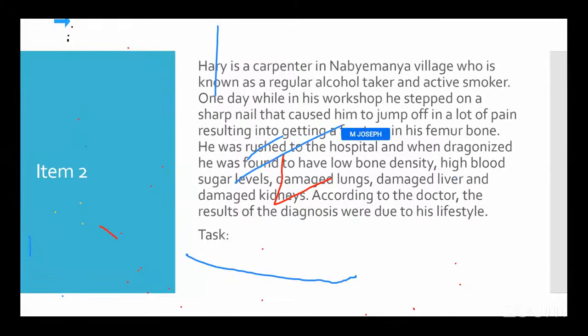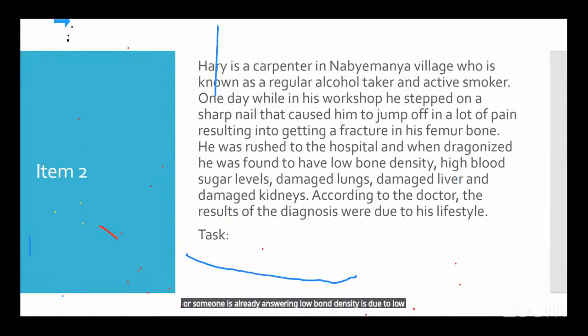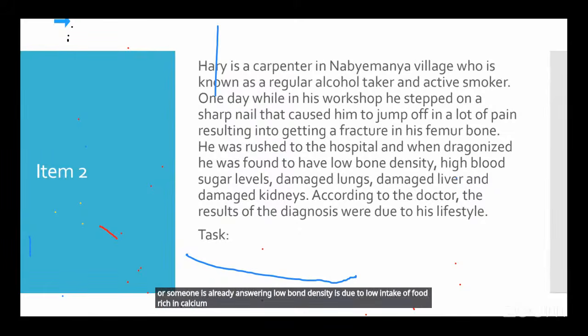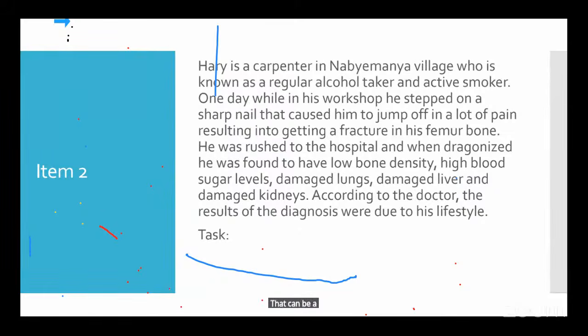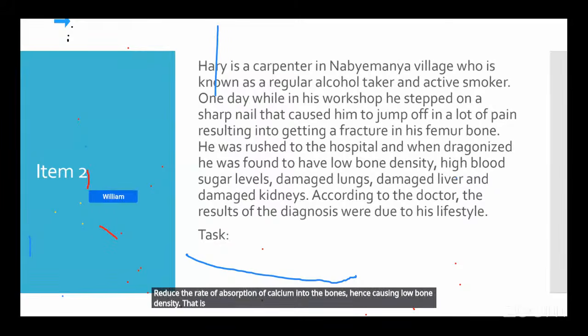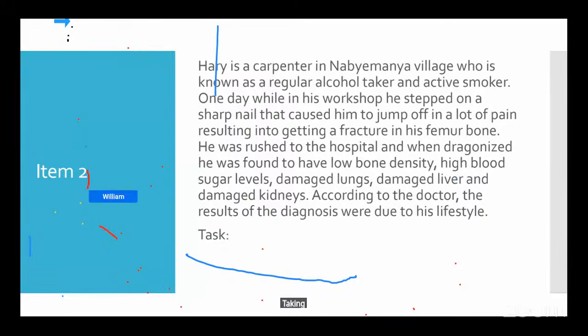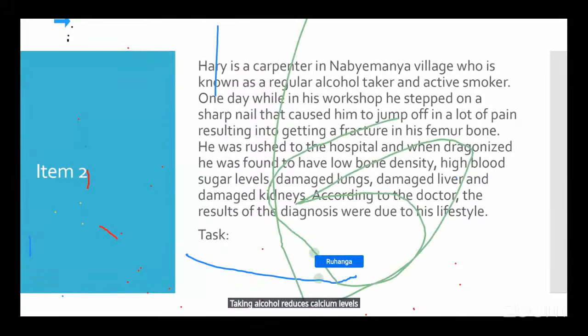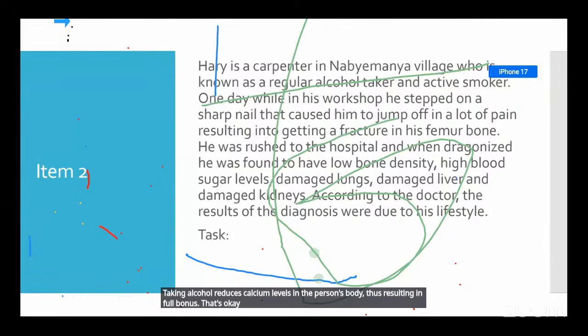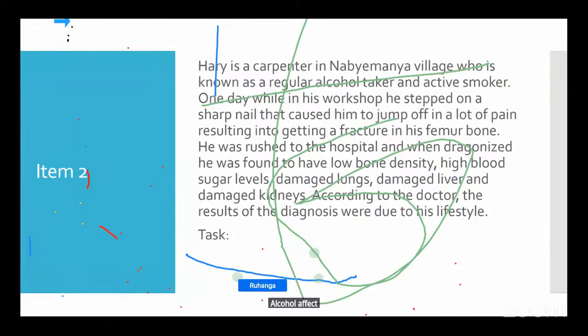So someone is already answering. Low bone density is due to low intake of food rich in calcium. Okay, that can be a response, which is okay. Reduce the rate of absorption of calcium into the bones, hence causing low bone density. That is okay. Taking alcohol reduces calcium levels in the person's body, hence resulting in low bone density. That's okay. Alcohol affected the absorption of minerals like, that's okay.